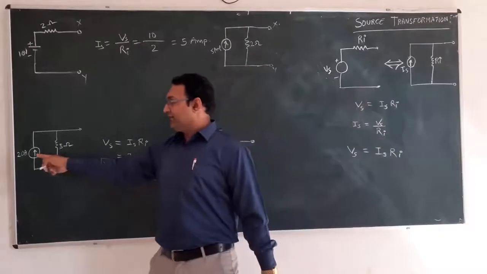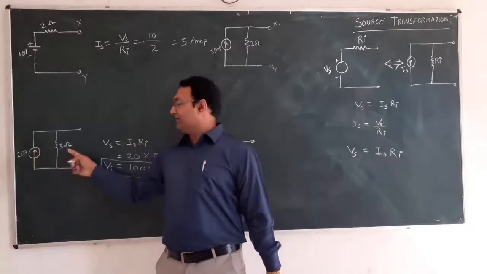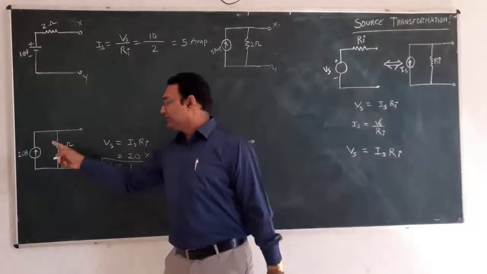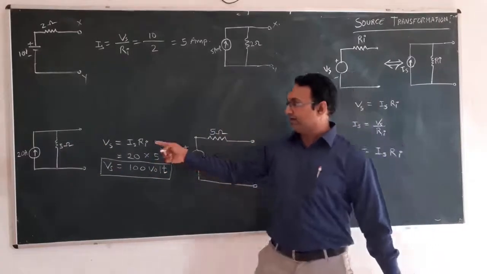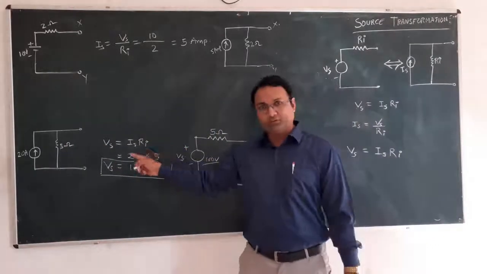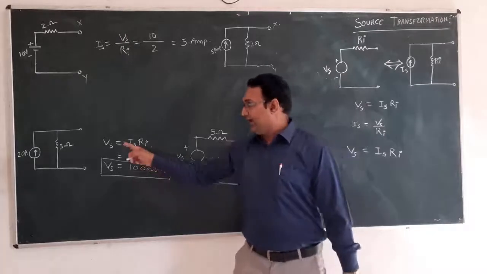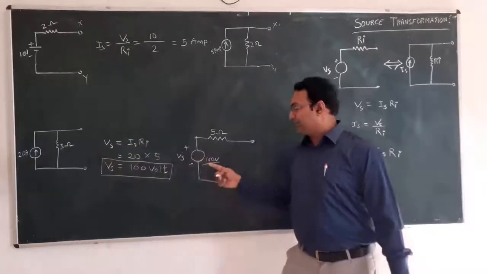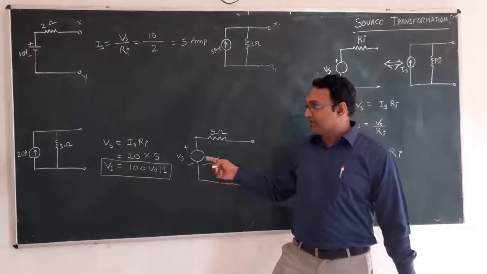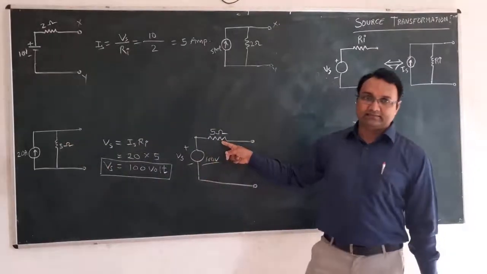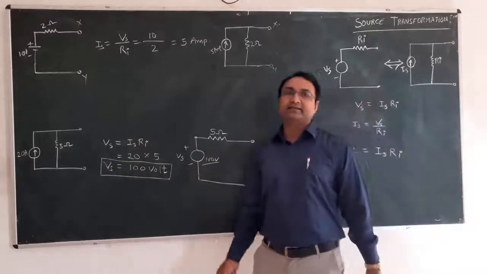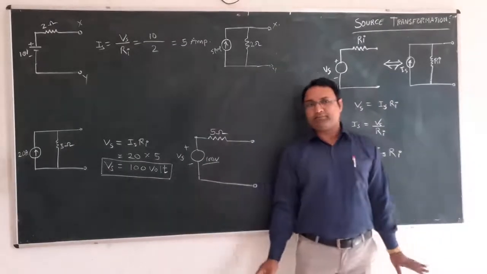Similarly, if a current source is given with its internal resistance connected in parallel, we have to convert this current source into a voltage source. We can calculate the value of the voltage source with the help of Ohm's law, and this current source will be replaced by the voltage source, and its internal resistance will be removed from parallel and will come into series. So this is the basic source transformation concept.